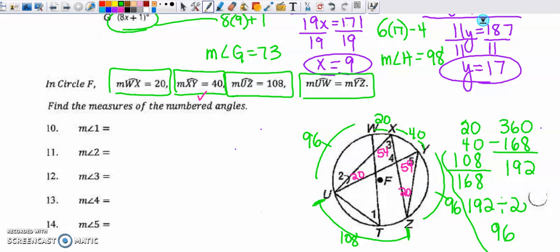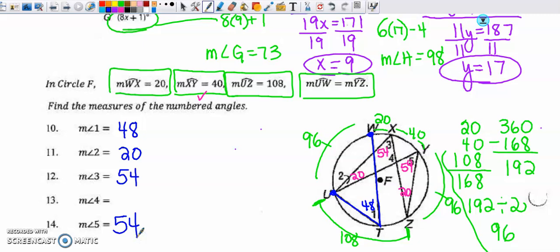So I needed to find all of these angles. So if I start with 1, I'm going to use blue here. I notice that 1 is inscribed to that arc we just found. So if 1 is inscribed, it has to be half of that, which is 48 degrees. Inscribed angles are half the arc. Angle 2, we see up there is 20. Angle 3, we found was 54. Angle 4 I don't have, but I do have angle 5.